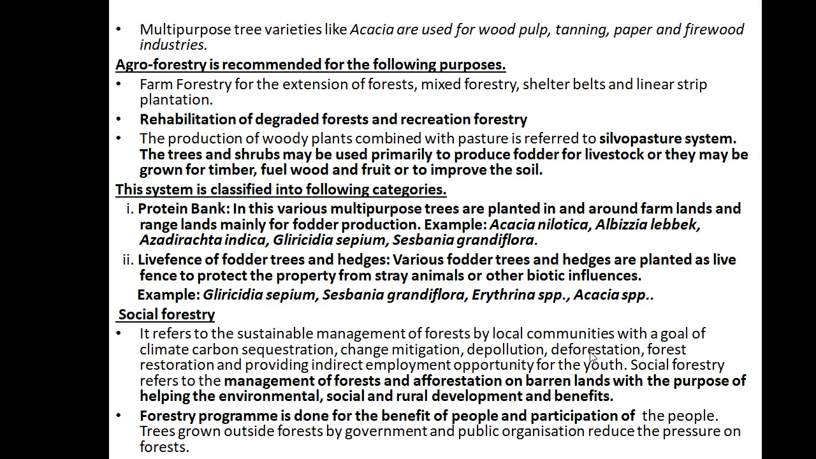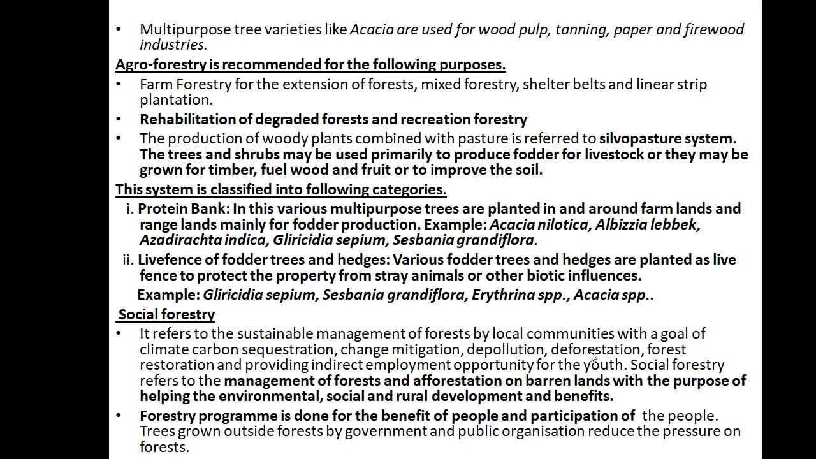Rehabilitation of degraded forest and recreation of forestry. The meaning is, a long time before, the forest was there, but it was demolished or destroyed. The deforestation took place by flood or some human-made activity that destroyed the forest. So again the forest has to be built up, has to become ready. How does it become ready? By growing plants and trees in that place. So that is called rehabilitation. Rehabilitation of degraded forest and recreation of forestry is very important in agroforestry.